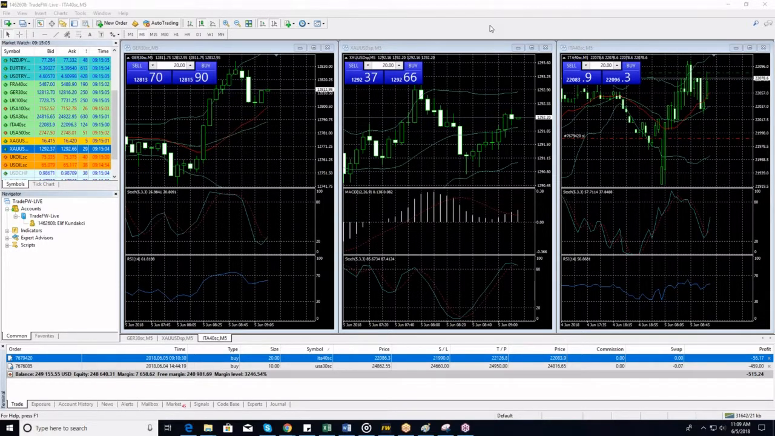I opened an Italy 40 position and it's making $60 right now. I expect a very sharp and fast move over here. We will have a look at it, and if possible, we will maybe open another trade.